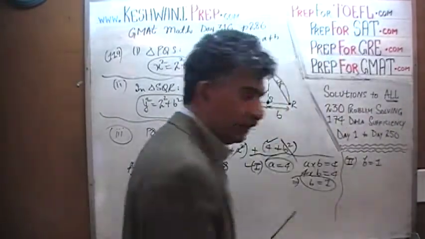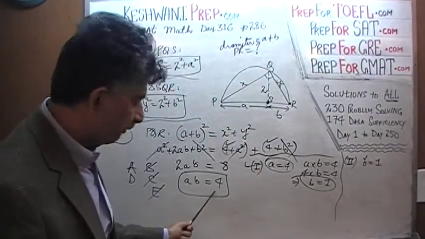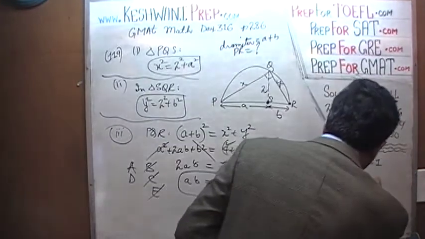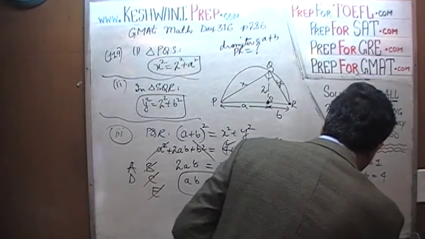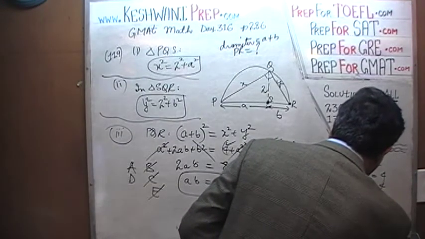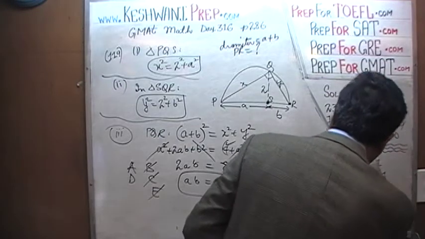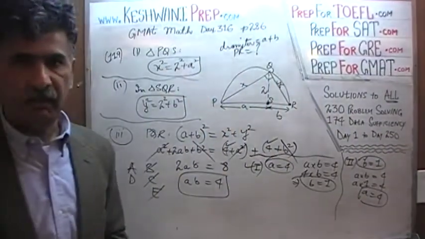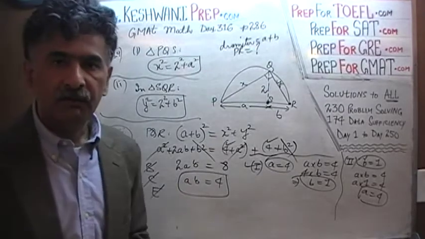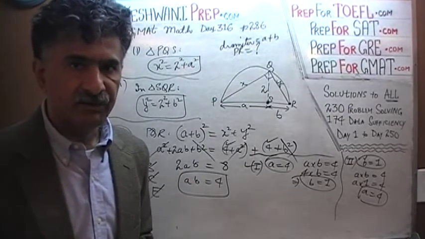If B is equal to 1, and we already know that A times B is 4, therefore A times 1 is 4, therefore A is equal to 4. If A is equal to 4 and B is equal to 1, we can figure out the diameter. Therefore, the second statement by itself does the job quite nicely as well.